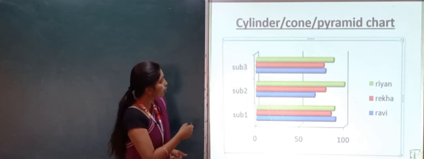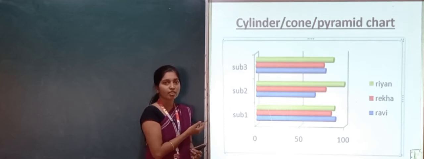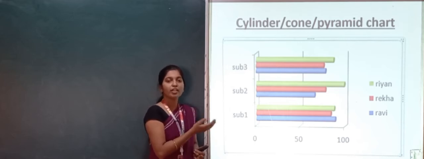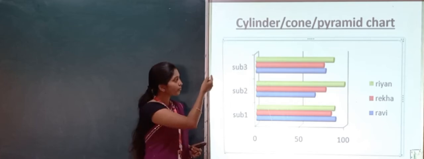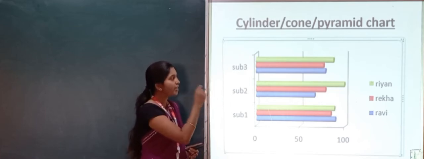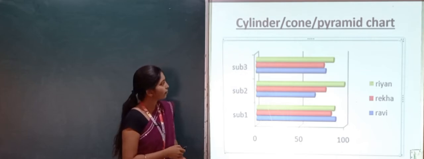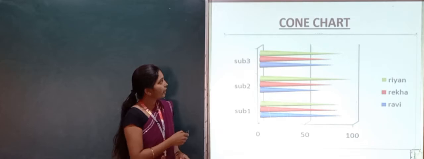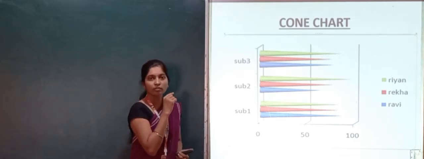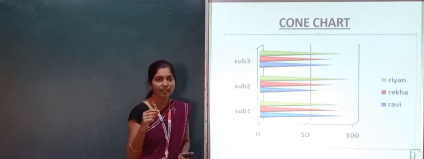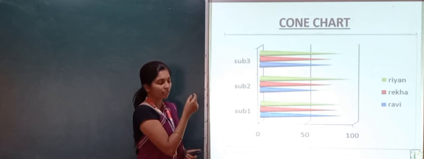This is how we have represented the different students, different marks. We have represented the different data series in a cylinder like structure. You can see the data are represented in a cylinder like structure. Here the cone chart, cone means we have represented the data series through a cone structure, this is the cone like structure.